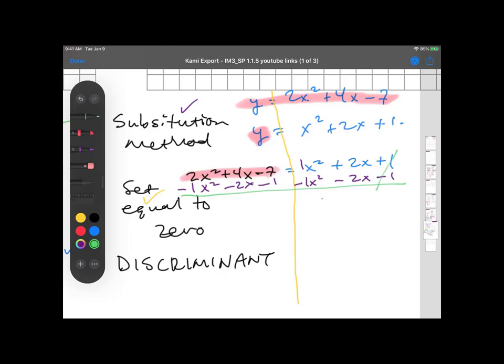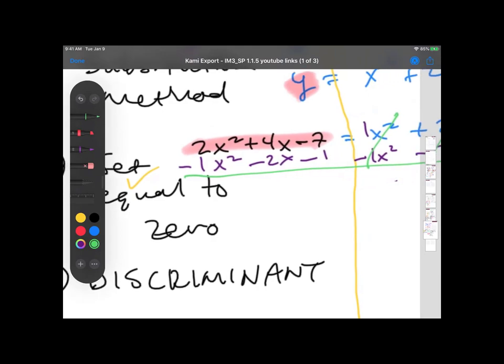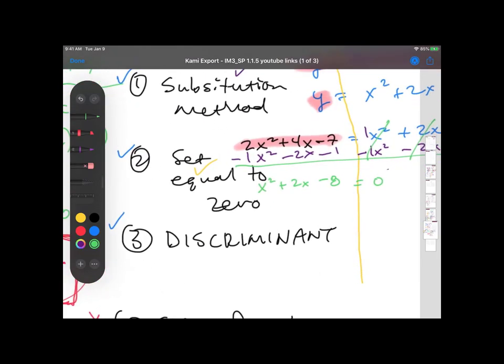1 minus 1, 0. 2 minus 2, 0. 1 minus 1, 0. Okay? Let me just do this right here. So I get 1x squared, or just x squared. 4 minus 2 is 2, and negative 7 minus 1 is negative 8. I now have something set equal to 0. Okay? What do we do next?